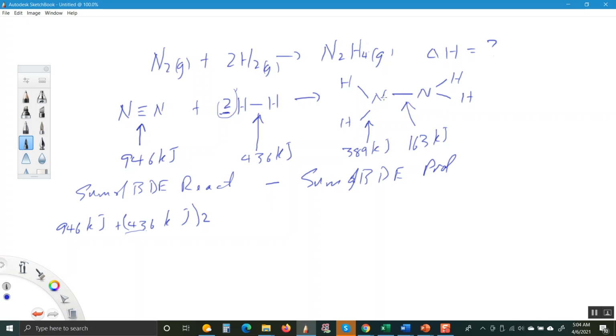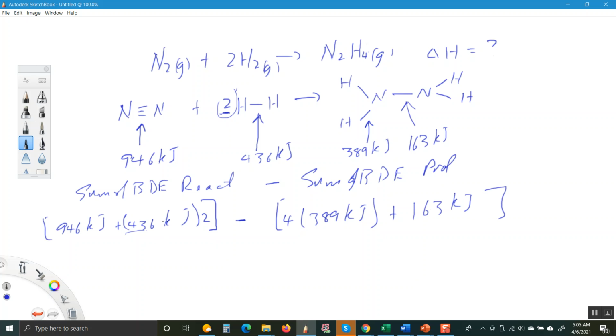Now over here, as I said before, you have 4 nitrogen to hydrogen bonds. So as far as the NH bonds are concerned, you have to multiply that by 389 kilojoules. And let me put this in square parentheses so that we can make a distinction between the sum of the bond dissociation energies for both the reactants and products. So for the nitrogen to hydrogen bonds, it's 4 times 389. And then for the nitrogen to nitrogen single bond, that's 163 kilojoules. All right, and then we just do the arithmetic.